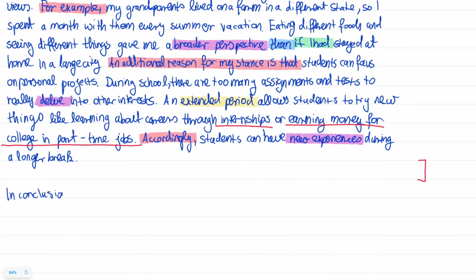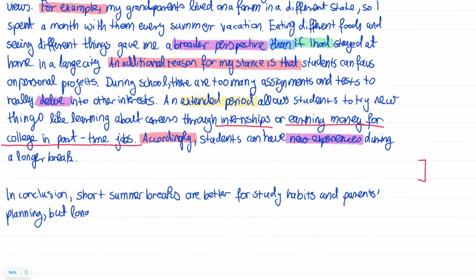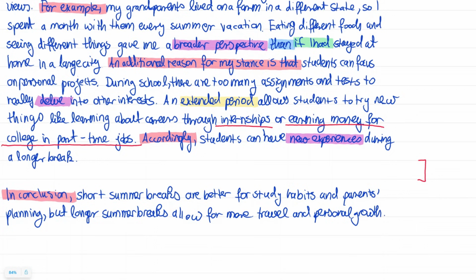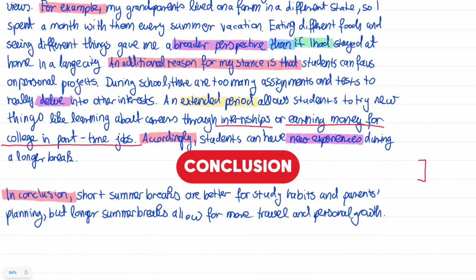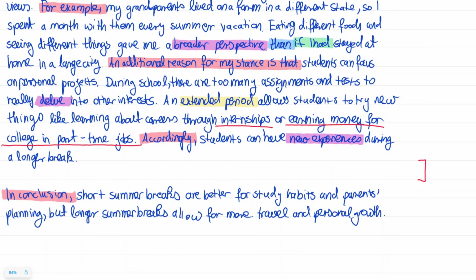In conclusion, short summer breaks are better for study habits and parents' planning, but longer summer breaks allow for more travel and personal growth. In conclusion signals that this is the conclusion. It's simple but really effective. I summarize both sides of the discussion here. I used but to join the two ideas, benefits of short and benefits of long. When but joins two complete clauses like this, there needs to be a comma in front of it. Pay attention to punctuation throughout the entire essay, because this will affect your band score.